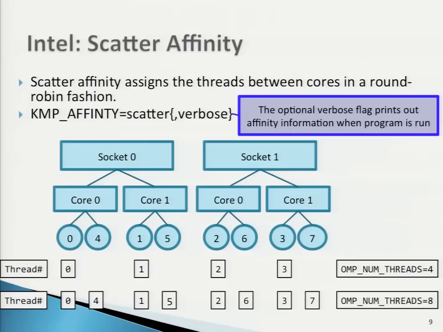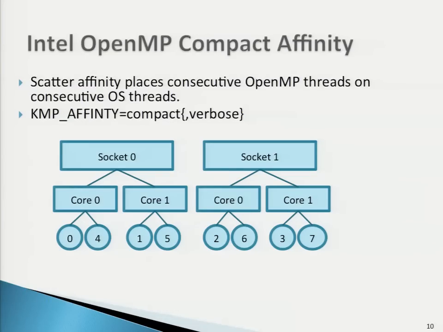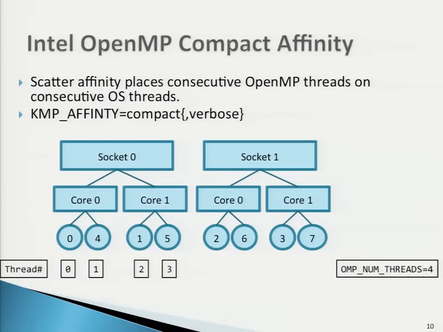And so the scatter approach basically tries to spread the threads out as far as possible from one another so that they're not all clustered together. Compact does the exact opposite. If we ask for 4 threads, it will place them as close together as possible. So we'll place them all on the first socket, which might be ideal for your situation.